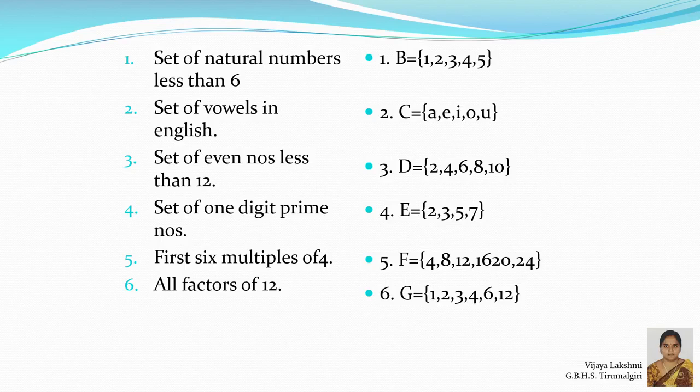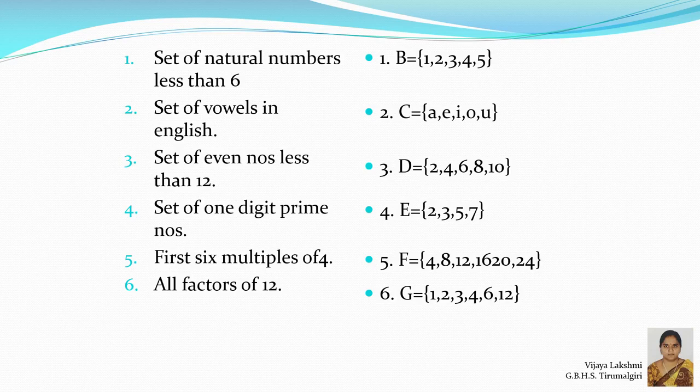Coming to the third example, set of even numbers less than 12. So, even numbers are 2, 4, 6, 8, and so on. And we want those numbers less than 12. So, 2, 4, 6, 8, 10 are the given numbers. So, set D = {2, 4, 6, 8, 10}.